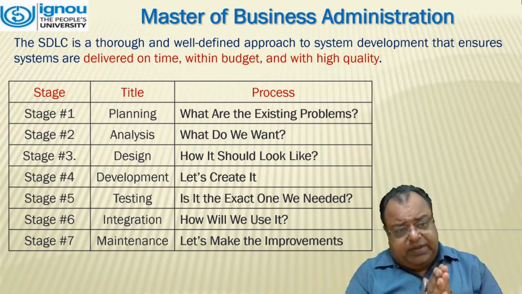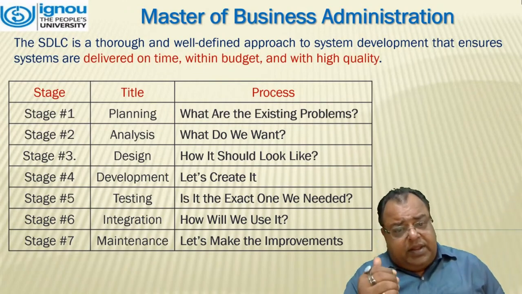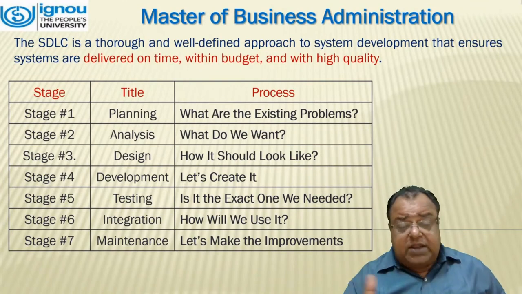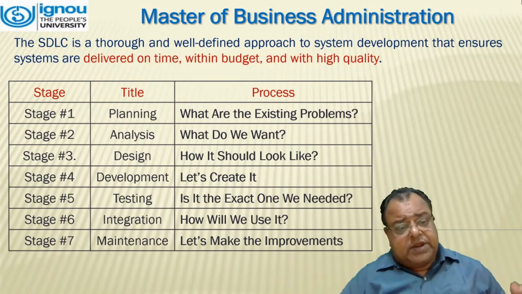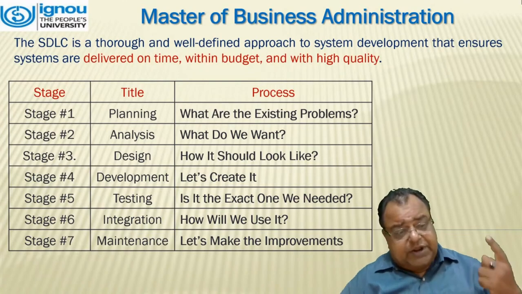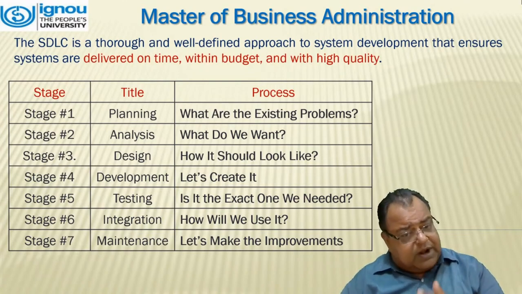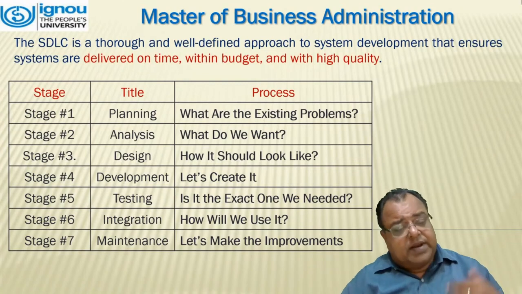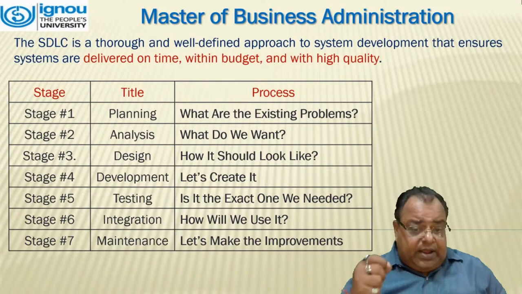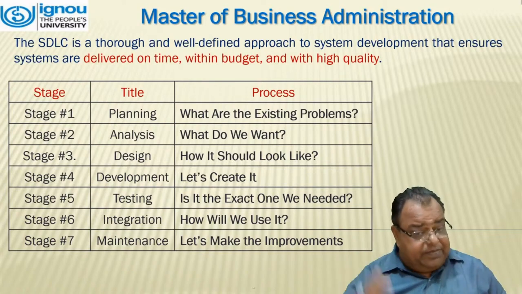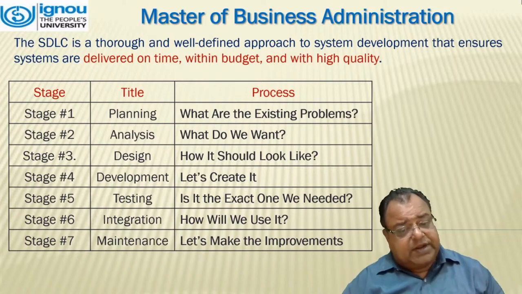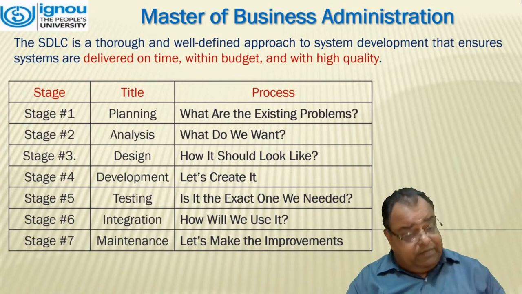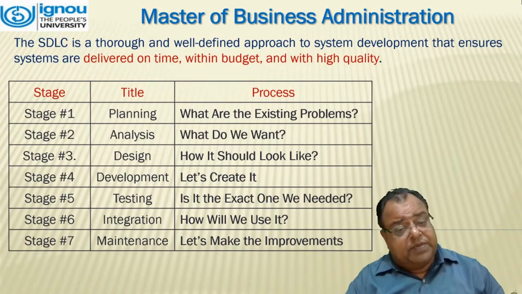If we talk of stage one, that is planning, what is the existing work? The question is, for what are we working? Stage two, analysis, what do we want? Stage three is design, how should it look? Stage four is development. Let us start it or let us create. Stage five is testing. Is it the exact one that we need? Stage six is integration. How will we use it? And stage seven is maintenance. Let us make the improvement. With the passage of time, it has to be changed.